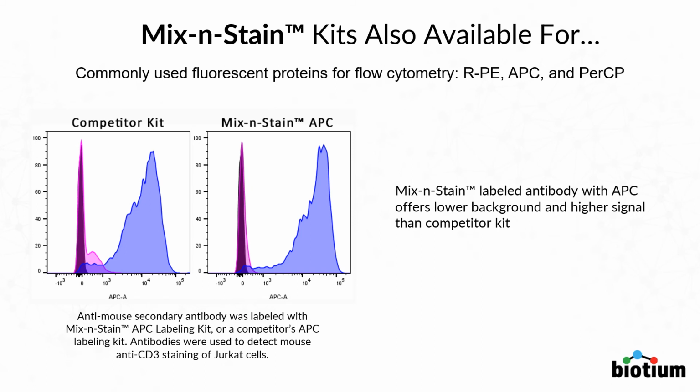So now I'm going to go into the other types of mix and stain kits we offer. We also offer labeling kits for fluorescent proteins that are typically used for flow cytometry. This includes RPE, APC, and PerCP. And remember that our mix and stain kits also offer really high conjugation efficiency, which leads to lower background and higher signal. And you can see that here in the data, where our mix and stain APC conjugation kit compared to a competitor kit really produces much lower background than the competitor kit.